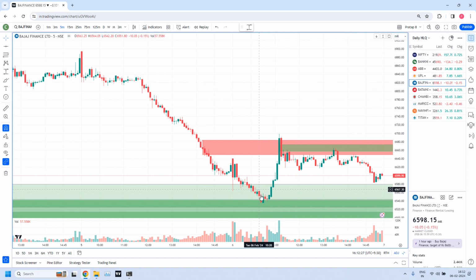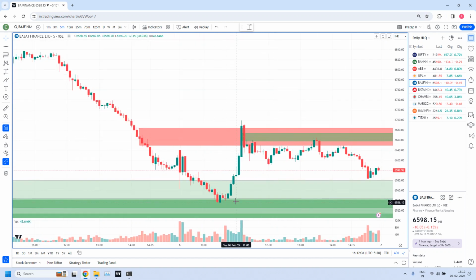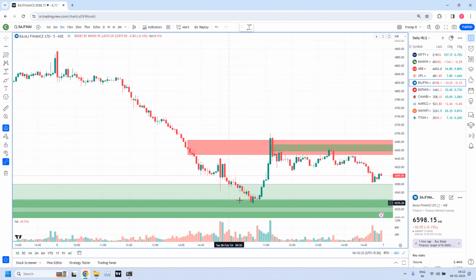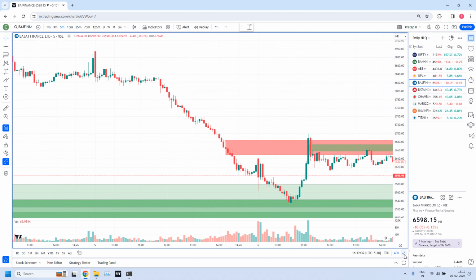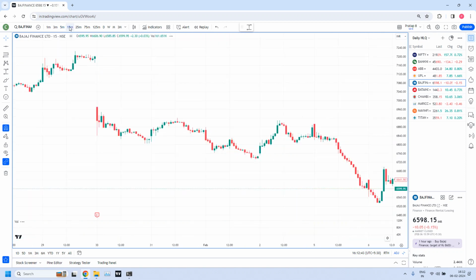Sometimes we might have seen prices come for a very short period, then they move up. Sometimes prices stay in this zone for some time and then go down, then go up. So how did we plan our target? The 15 minutes target.